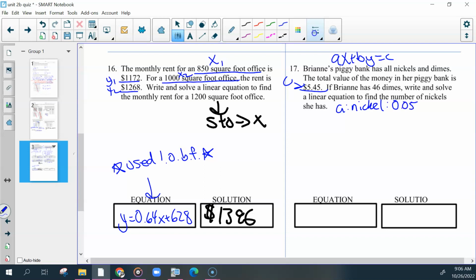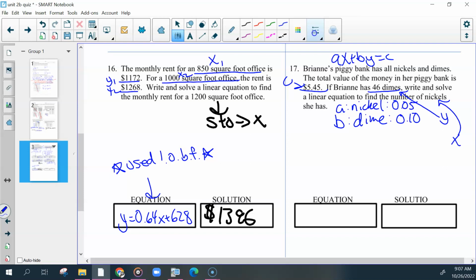Some of you are putting 5 or 0.5. Be careful because that's not 5 cents. And then again, some of you are putting 10. Make sure that's 0.10. Since B is the worth of dimes, this would be Y, the 46, and the number of nickels we're looking for would be X. So that would be you defining your variables. That would be worth 1 point.